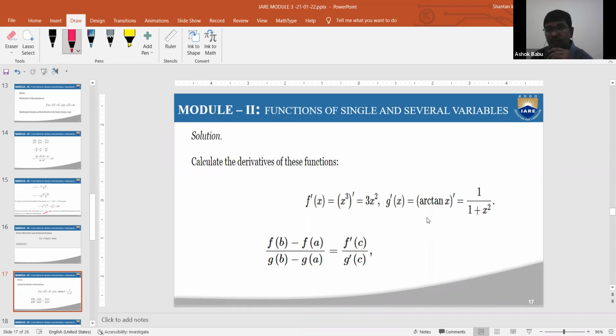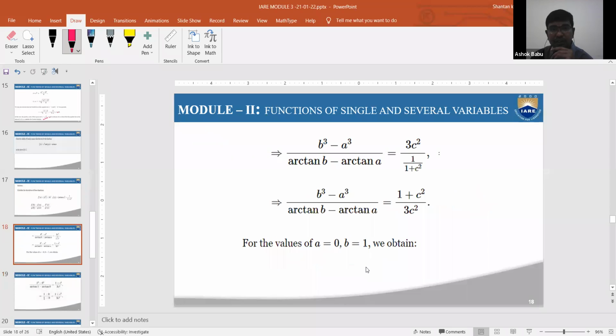g dash of x is the derivative of tan inverse, which is 1 by 1 plus x square. Because there is a denominator, you do not need to be confused; that is applicable in the certain limits, no problem. Then the third condition: f of b minus f of a by g of b minus g of a is equal to f dash of c by g dash of c. Therefore, everything is clearly given here.